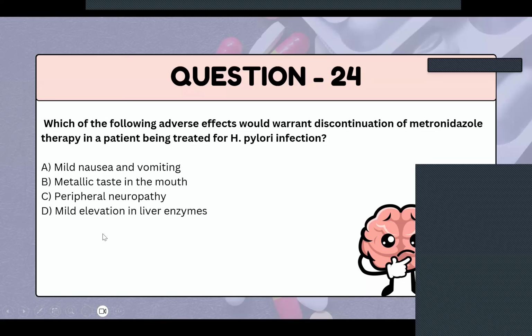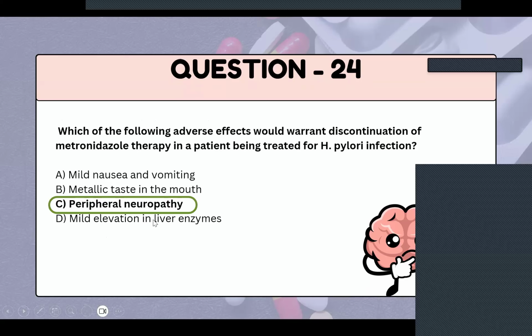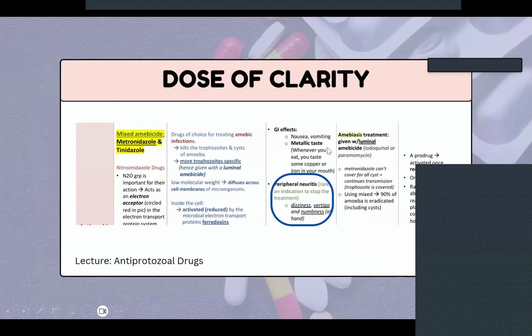Yes, perfect, you're right. So the answer is C. Peripheral neuropathy. It is one of the rare side effects of metronidazole, but as soon as you see someone experiencing this rare effect, you're supposed to stop the treatment. So it is very important to remember. And I know there are many side effects.